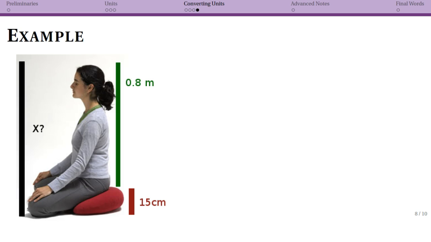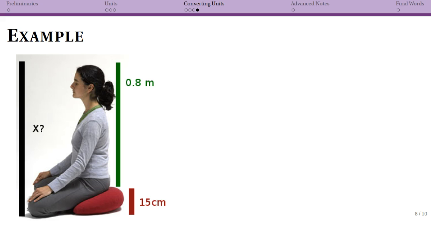Next, I want to do an example for you. The situation here is that you have a person sitting on a cushion, and we want to ask, what is the distance from the ground to the top of the head of this person? This isn't that hard of a problem, but I want to talk you through the process.